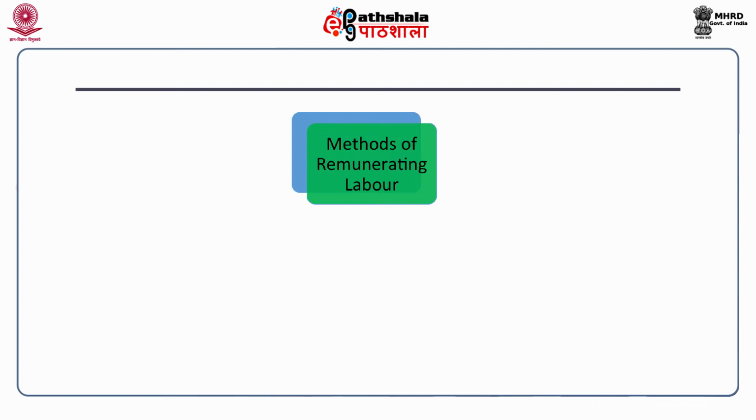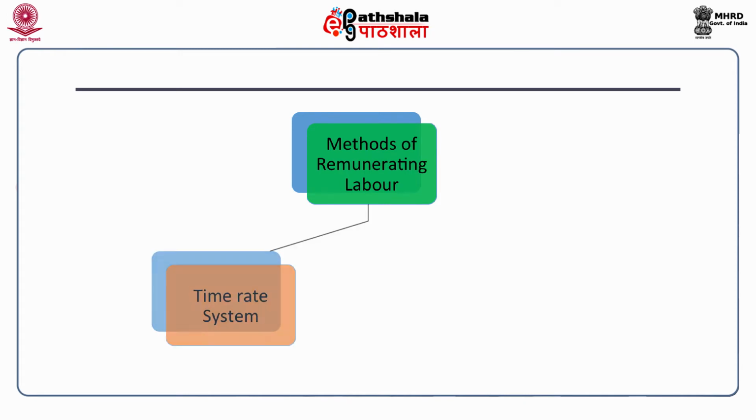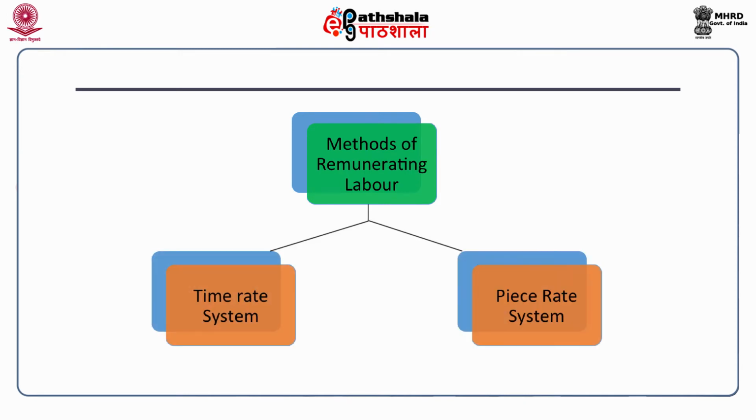Methods of remunerating labor. People working in the organization perform different tasks. Some are involved in production and distribution where physical exercise is more, while some are involved in administrative work where mental exercise is more. Therefore, one remuneration plan will not suit all types of persons working in the organization. Laborers are directly involved in the production. The two basic methods of labor remuneration are time rate system and piece rate system.